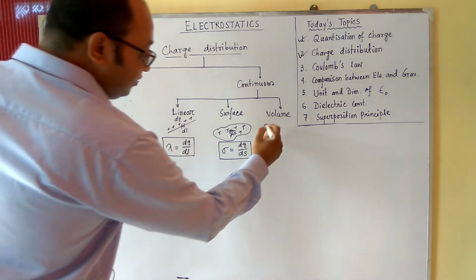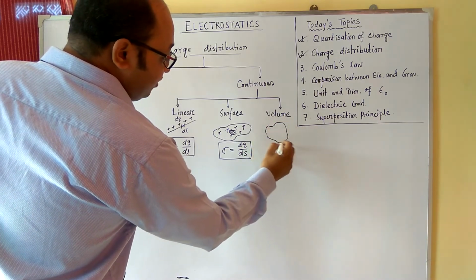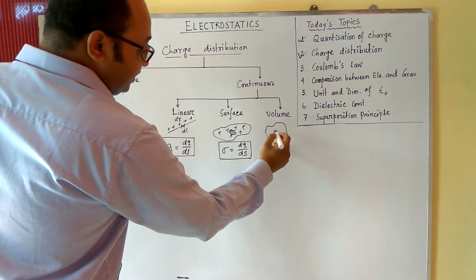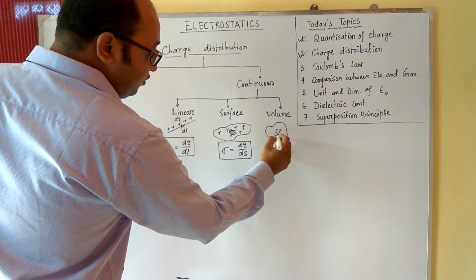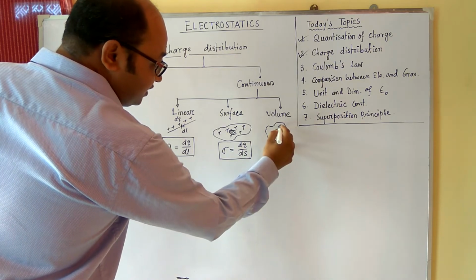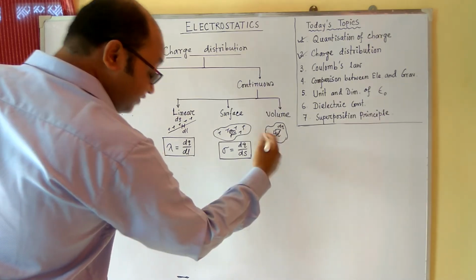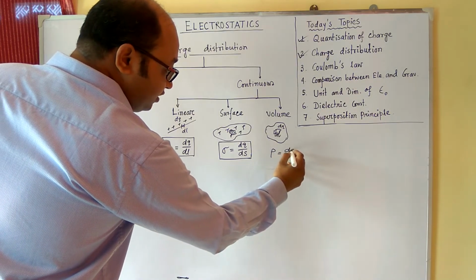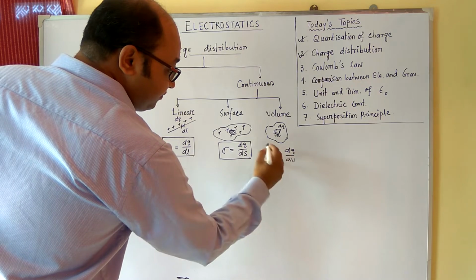In a similar way, if you consider a volume where some amount of charge is distributed and you consider a small elemental volume dv here, where the amount of charge is dq, then the volume density of charge is defined as rho is equal to dq over dv.